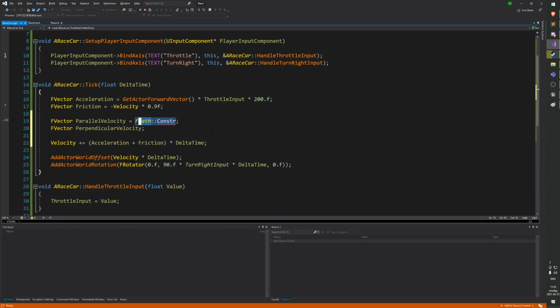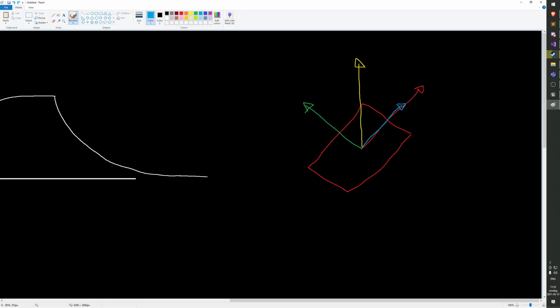Okay, so how do we do this? How do we get the part of the velocity that's pointing in the forward vector? Channel your, go into avatar state and talk to Freya. And ask, what would Freya have done?